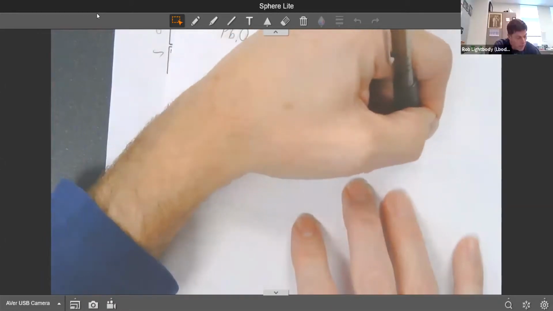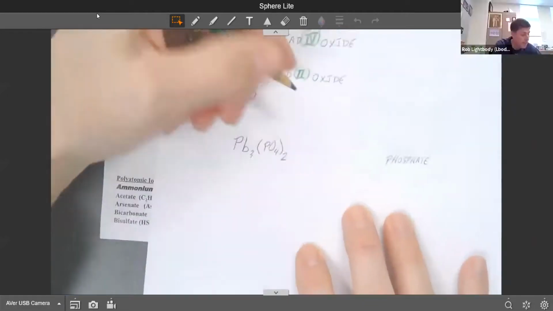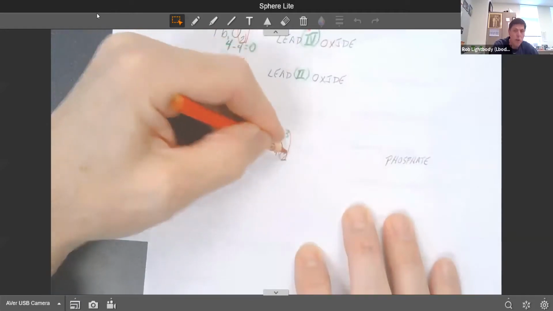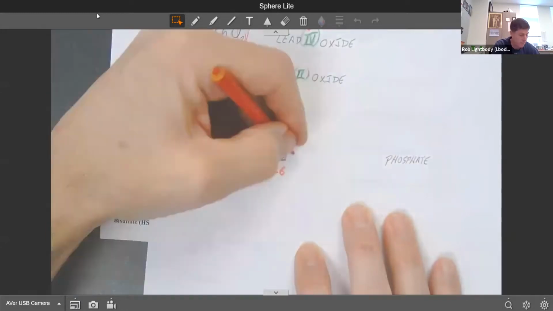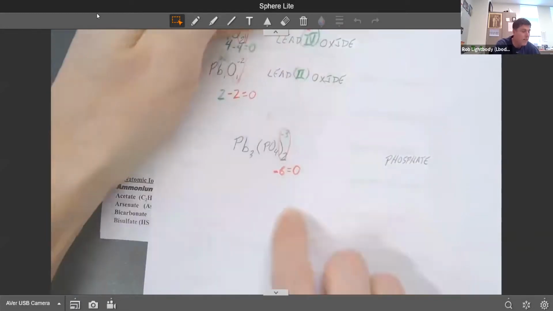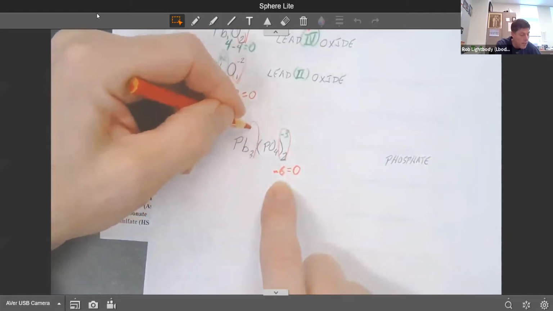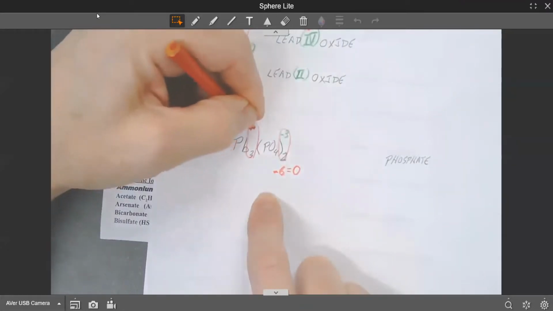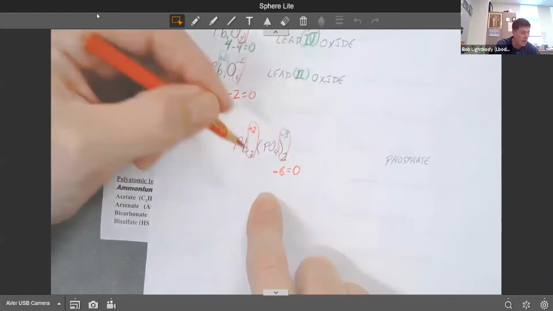Now, what's the charge of phosphate? -3. It will always be a -3. So my total negative charge is going to be -6. But I know whatever the charge of the positive is, it has to cancel out the 6. Well, 3 times what plus is going to be 6? Plus 2. That means I've got multiple leads, but it's based on the charge that I care about.